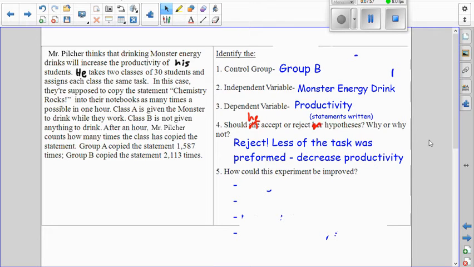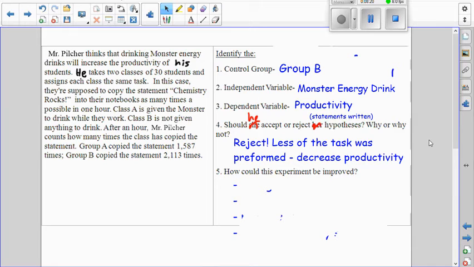Right. What if Group B is third or fourth period in the day, but Group A is right after lunch, where you're sort of in that food coma? Maybe that's the problem, right? So if you get more classes, then your data is a little bit stronger. More data points gives you stronger data. So that's good. I love that. What else we got?